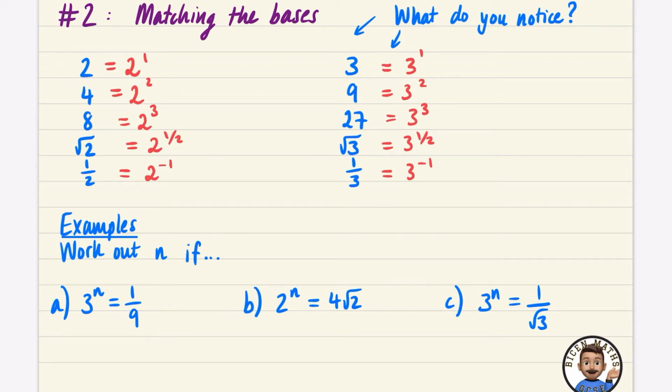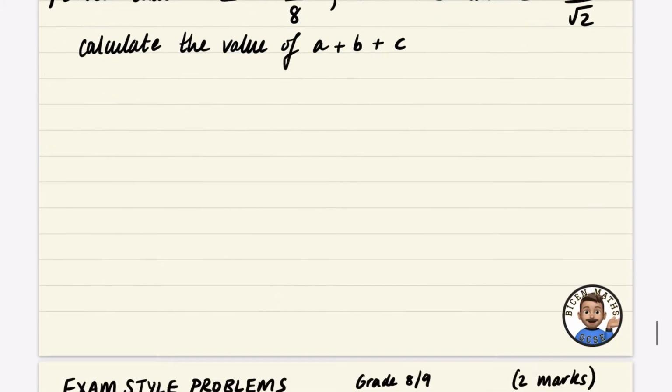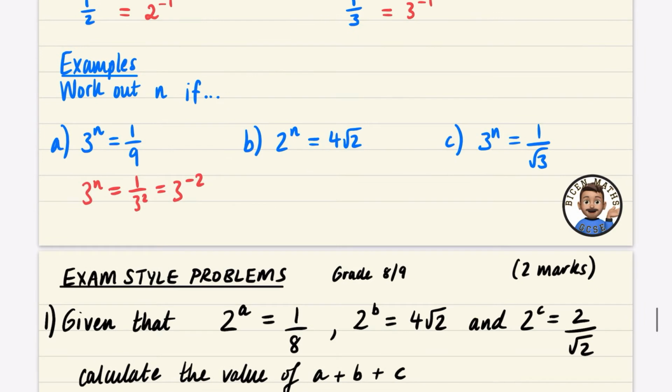So it says here, work out n if 3 to the power of n is equal to 1 over 9. Well, I'm going to keep the 3 to the power of n. Now 1 over 9 is 1 over 3 squared, and 1 over 3 squared is 3 to the minus 2. So at this stage, you can literally just compare them, and you can say when you compare these things that n must be the same as minus 2 for this to be true. So n is minus 2.